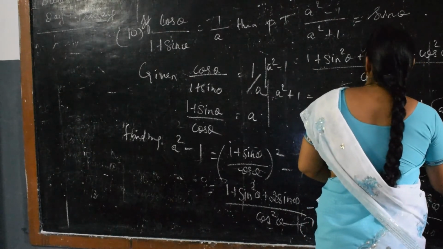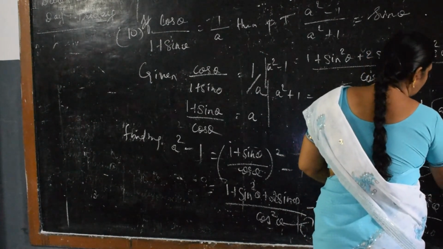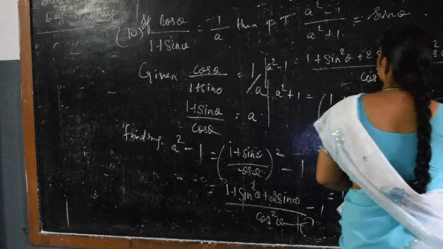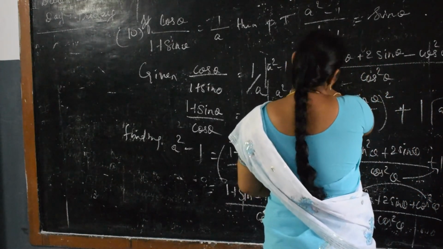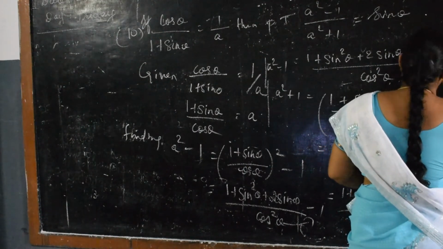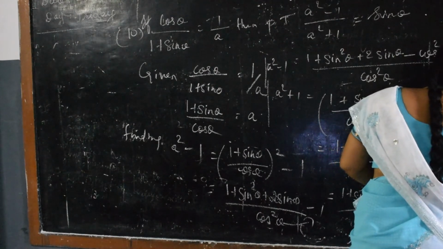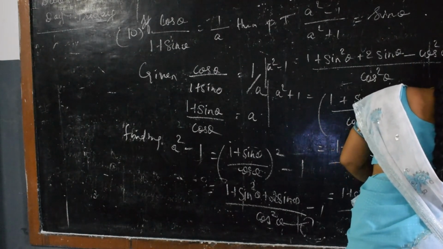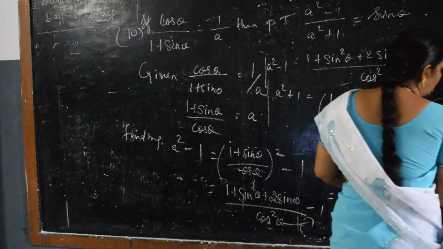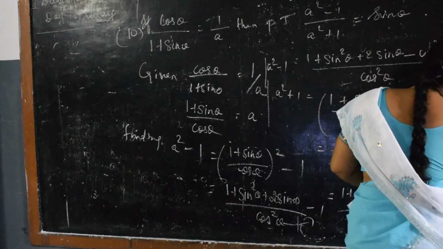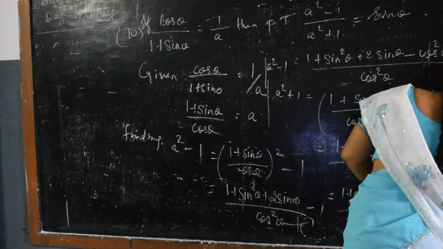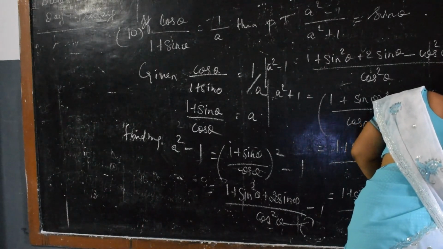A square minus 1 by a square plus 1 is equal to, here I got 1 plus, isn't it? So in the place of 1, I will put sine square theta plus cos square theta. Now sine square theta plus cos square theta plus 2 sine theta minus cos square theta by cos square theta. So cos square theta and cos square theta get cancelled. Divided by a square plus 1. A square plus 1 is what? 2 into (1 plus sine theta) by cos square theta.